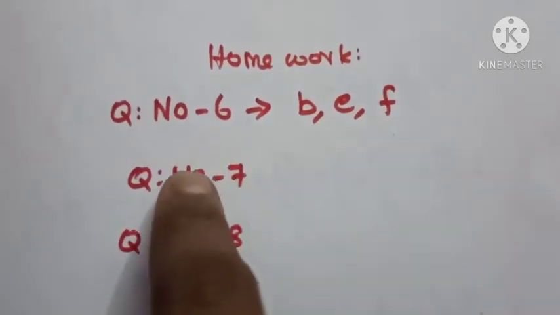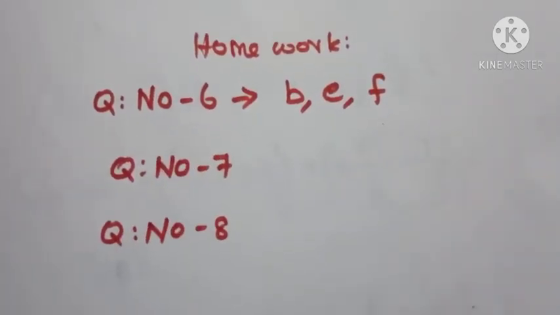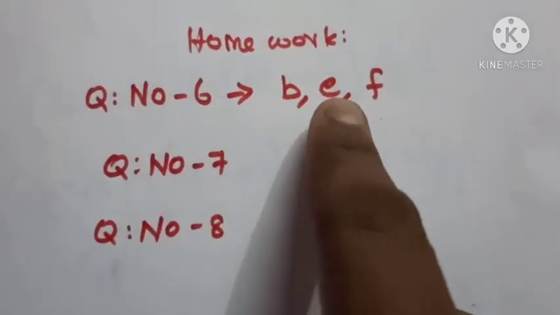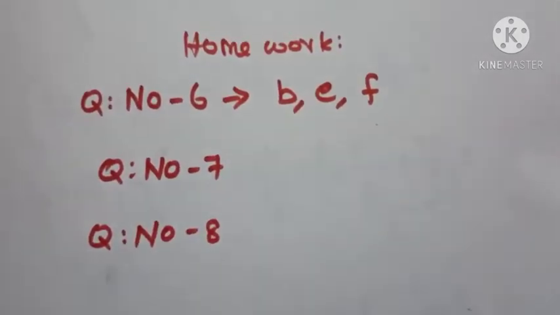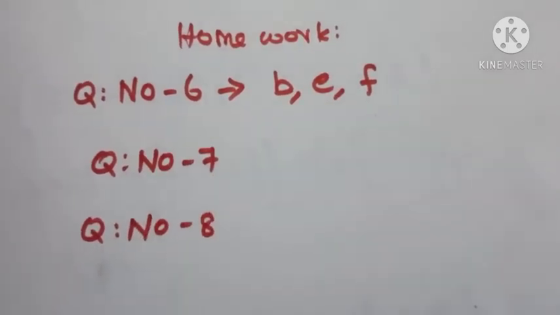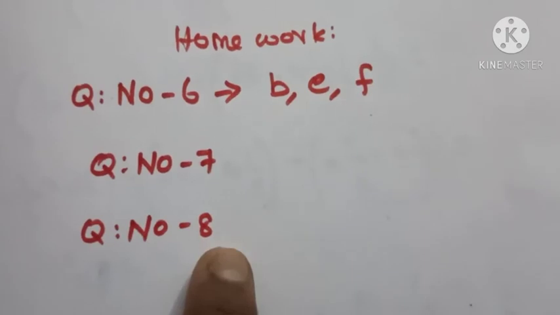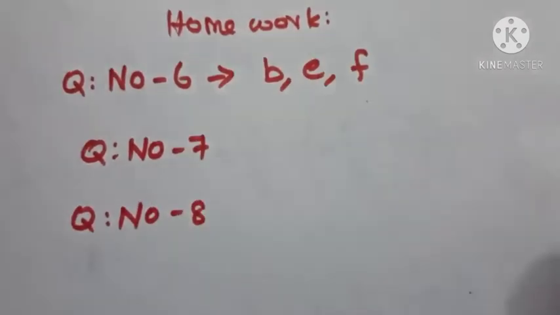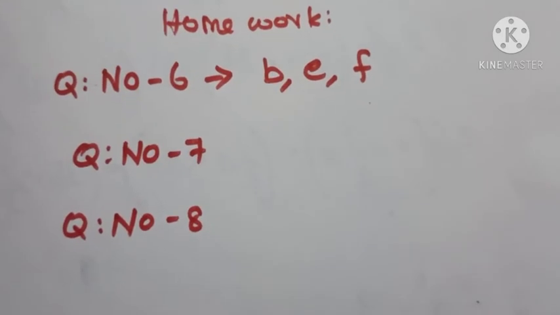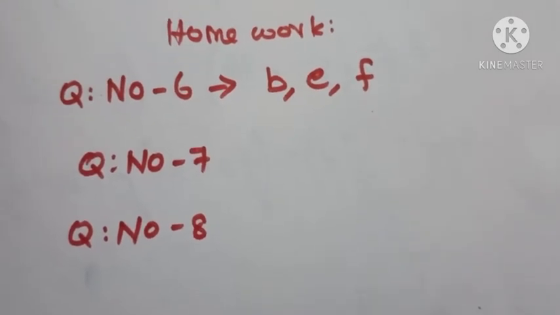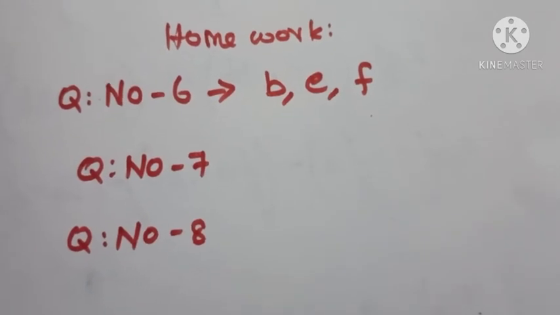So you have to see this video very carefully and do this sum as homework. Question number 6, B, E, F. You do it as homework. And question number 7, question number 8. So 7 and 8 are also the same method. 8 is normal multiplication. You don't need to substitute anything. But in 7, you multiply and you have to replace x, y with the given constant values. Thank you so much.